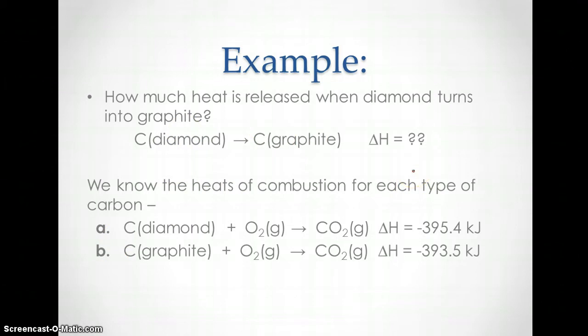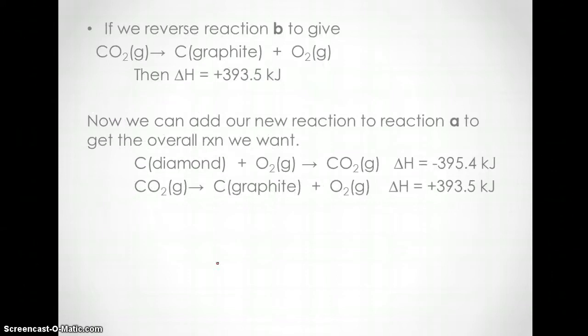So here's how we have to do that. When you look at these two reactions, A and B, we can do two things to them according to our rules. We can reverse them and we can multiply them. Now, if you'll notice in our overall equation, we want graphite as a product. In equation B, graphite is a reactant. So we're going to have to take equation B and reverse it. So here's what that looks like. When we reverse reaction B, CO2 gas yields graphite plus O2. Our delta H now becomes a positive value.